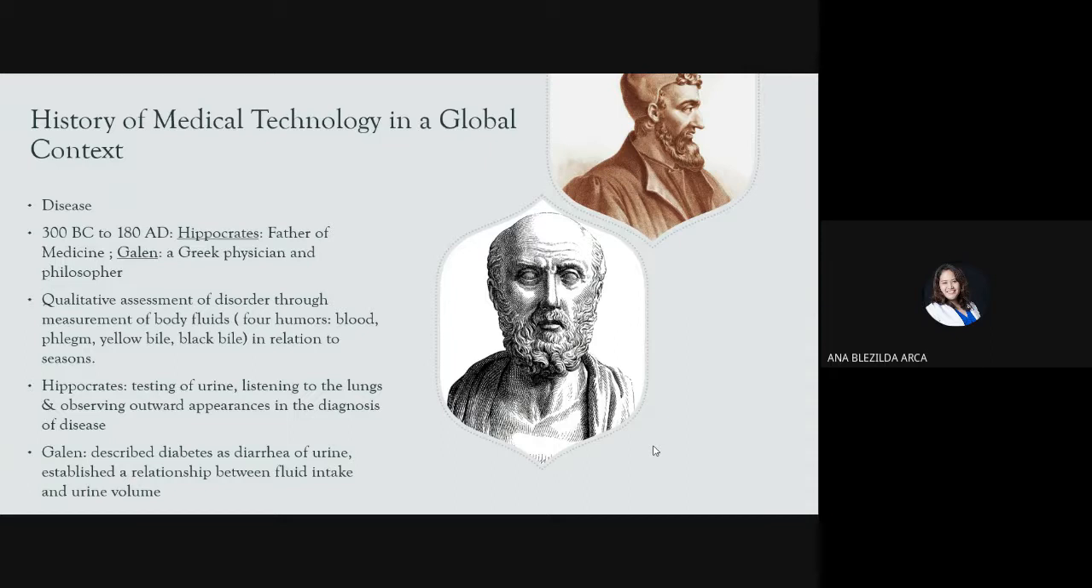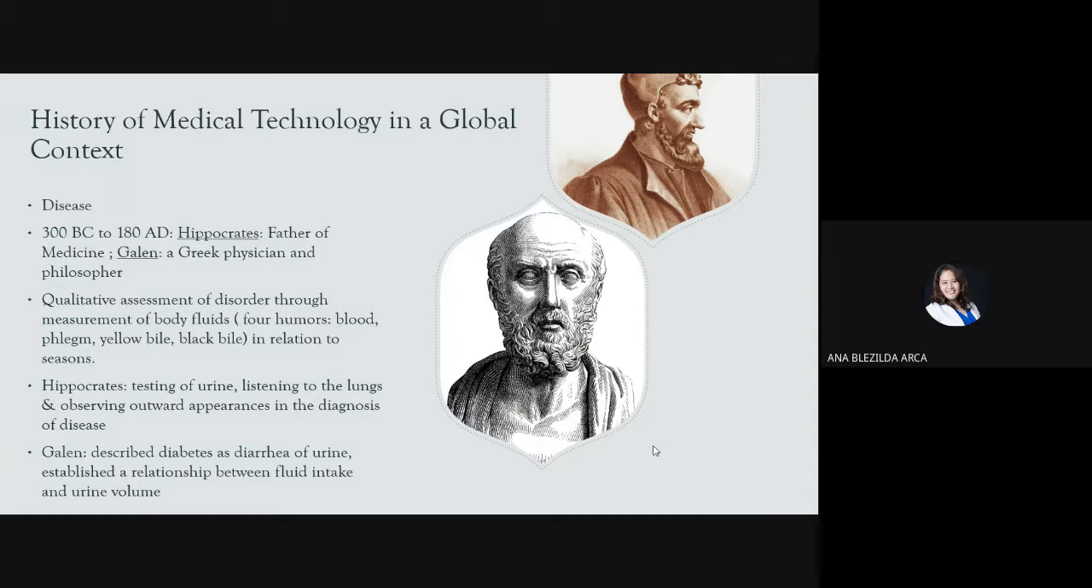They also observe the color of the urine if there are abnormal color. Because if the color of the urine is too dark, then you have the presence of a disease. Another thing is the clarity of the urine. If the urine is too turbid or cloudy, then there is a presence of disease. Besides testing the urine, he also listened to the lungs and observed outward appearances. When you say outward appearances, he is able to observe the different signs and symptoms of diseases.